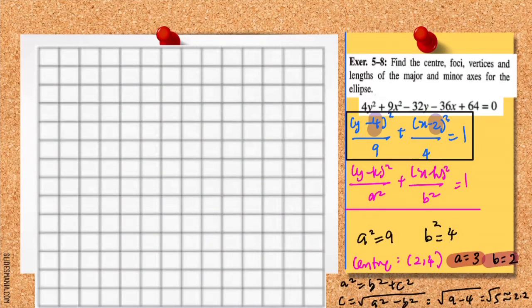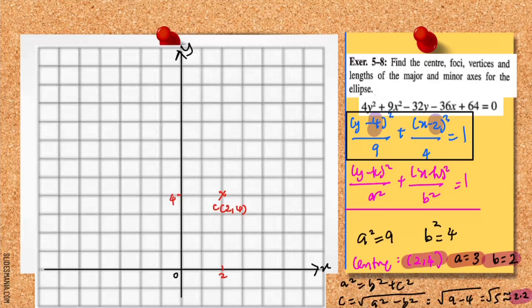So after we have all of the information here, let us use all of this information in order to sketch our graph. So let's sketch your y-axis first. And sketch your x-axis. Then first of all, let's put in our center (2, 4). So this is 2, this is 4, this is our center, (2, 4).